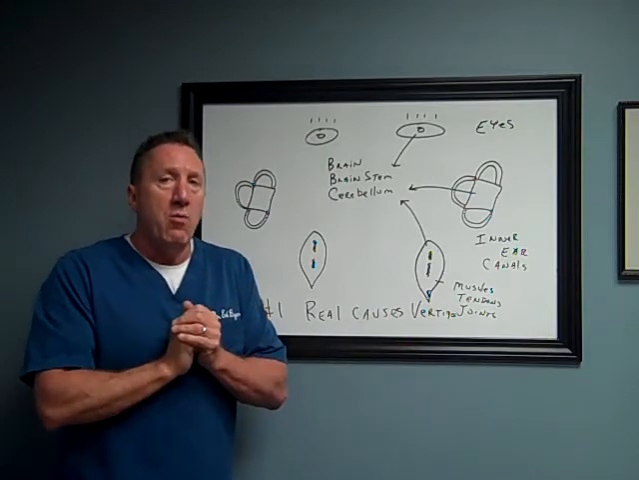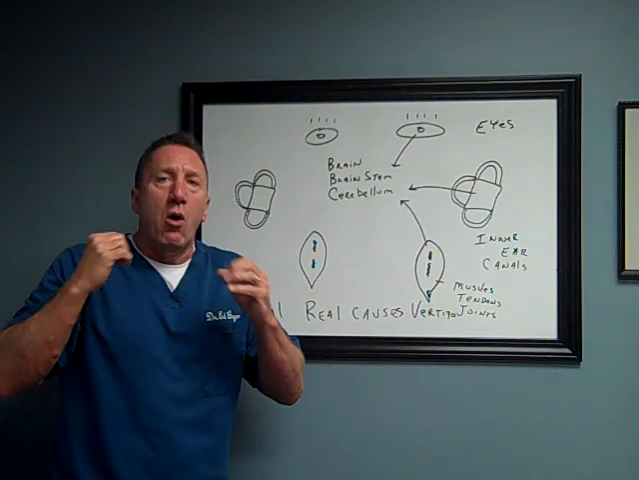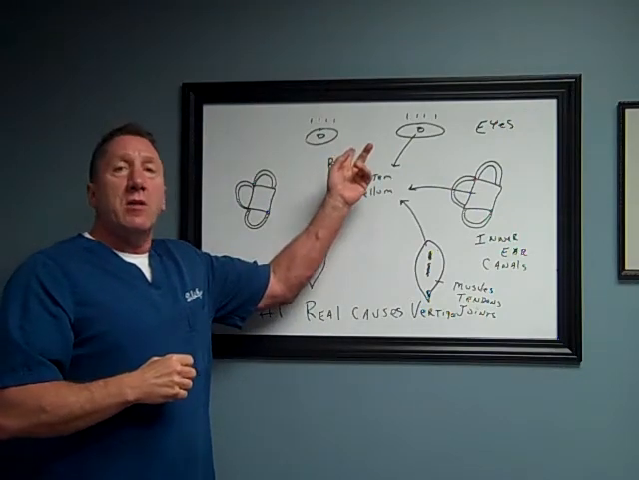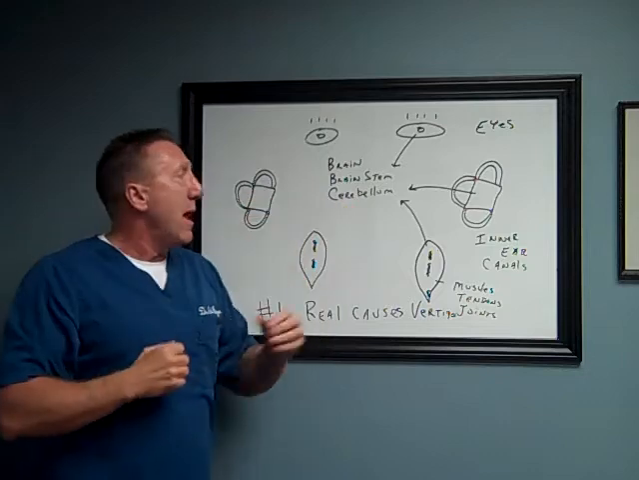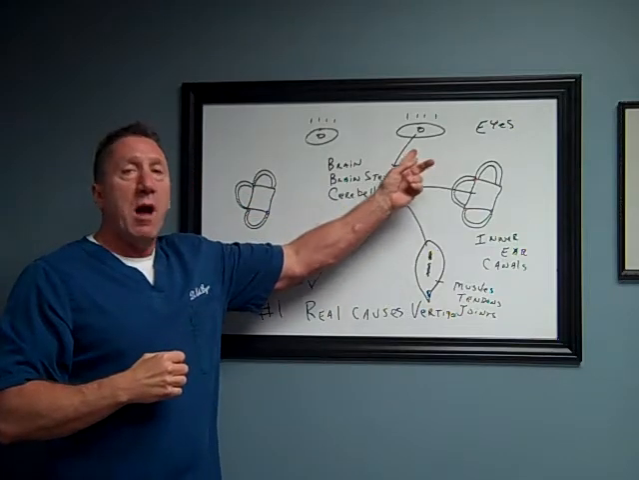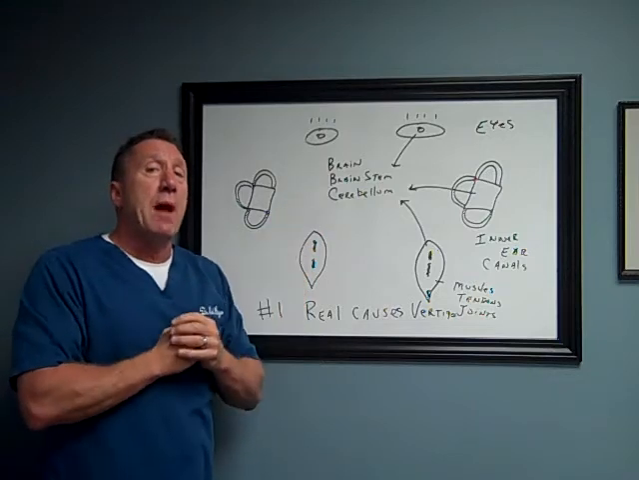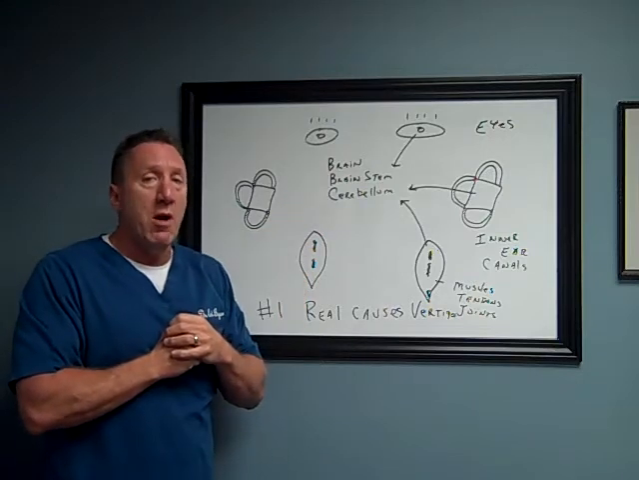Now here's how the brain works. How does our brain know where we are at in our environment? Number one, through our eyes. So we can see where we're at, and this information goes from our eyes into our brain, part of our brain stem, and our cerebellum, so our brain can interpret where we are at.